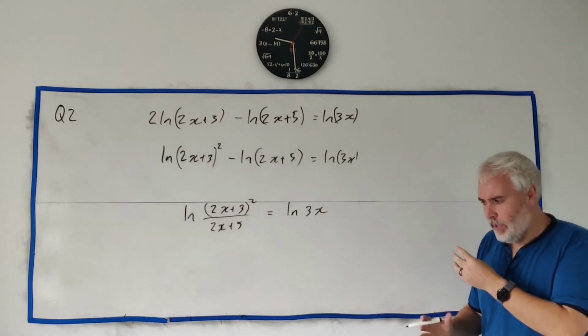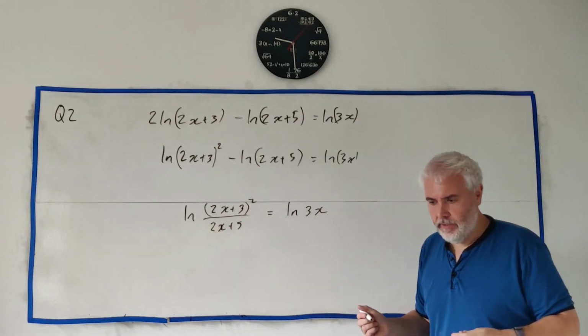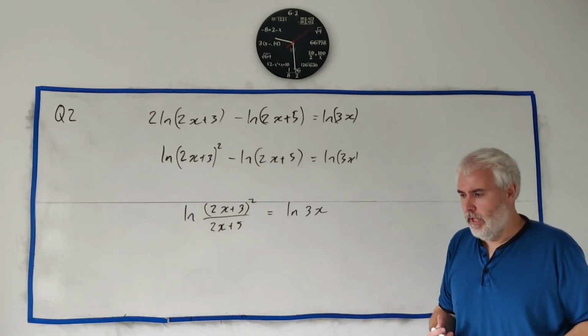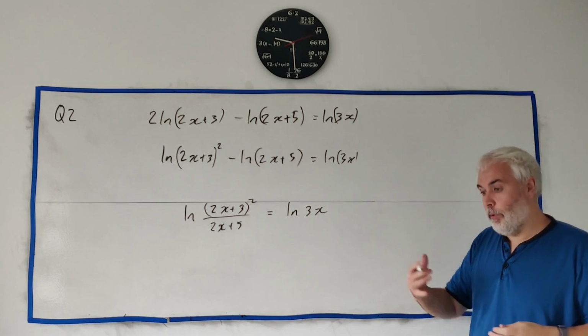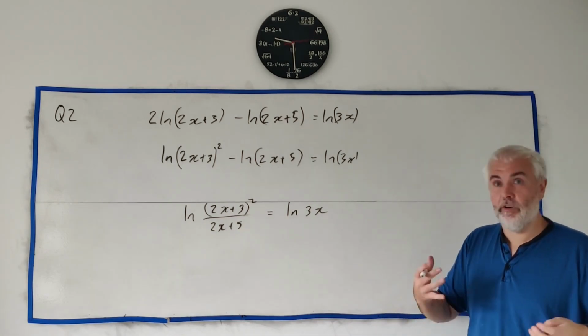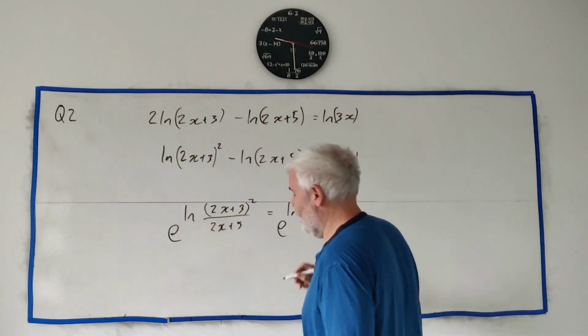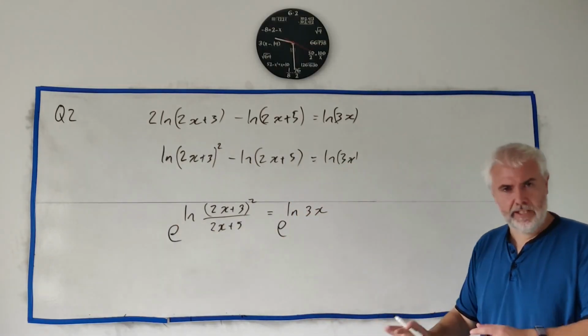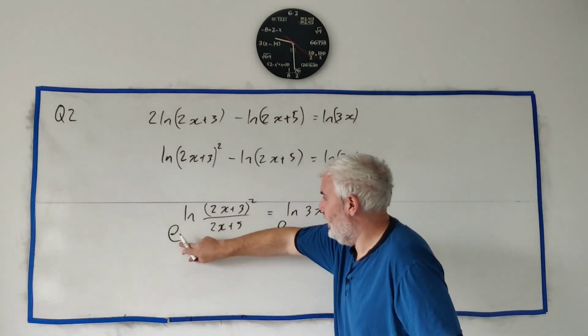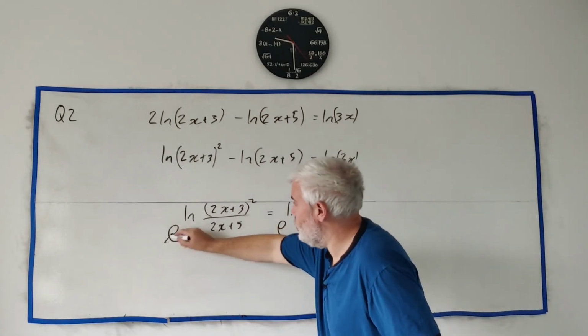At this point, we have natural logs on both sides. How do we get rid of natural logs? We'd put both sides to the power of e. So basically we put an e here on both sides. We're doing the same to both sides, so that's okay. And the e and the log destroy each other.